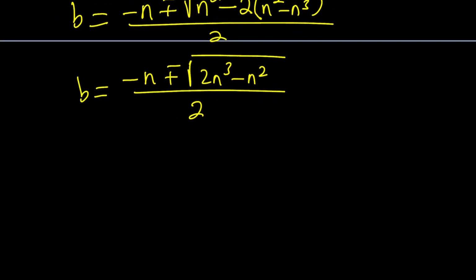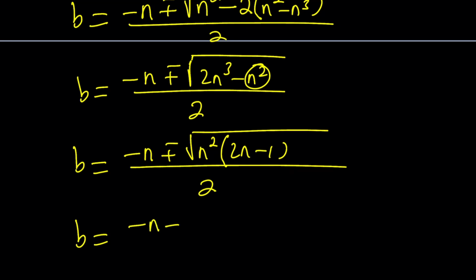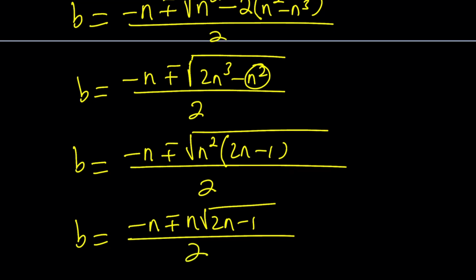Now we can further simplify this by taking out n squared as a common factor. And then if you square root it, it's going to become n. But let's go ahead and not skip any steps, and first write it this way. And then because we have a plus or minus sign, it wouldn't matter. We can take it out. Awesome. So that's b in terms of n.